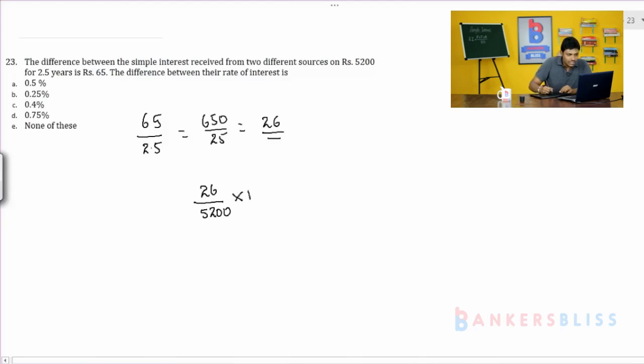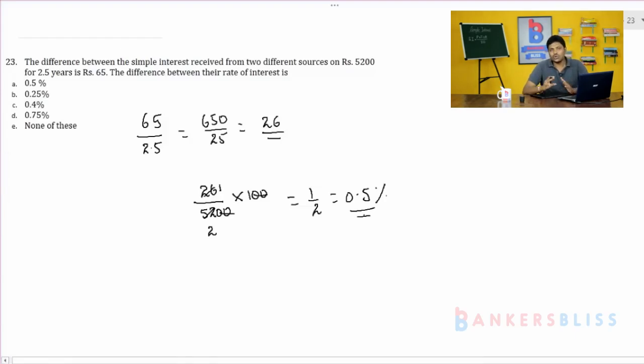So if you calculate the rate percent, you multiply it by 100. So 2 zeros cancel, 26 ones are 26, 26 twos are 52. So 1 by 2, which is equal to 0.5%. So the difference in the rate of interest is 0.5%. So option A is the right answer, 0.5%.